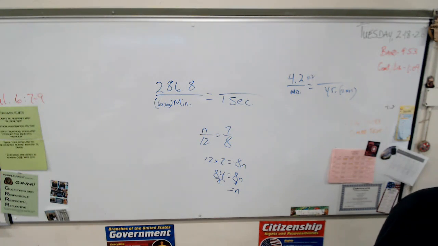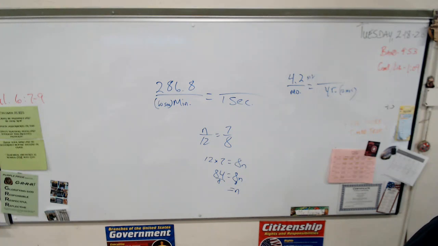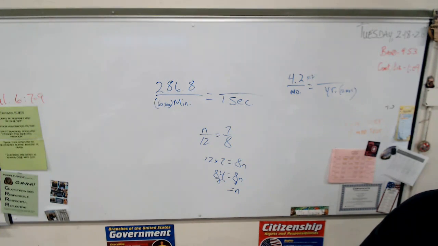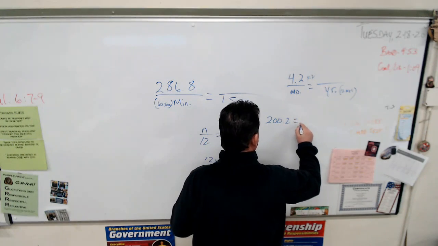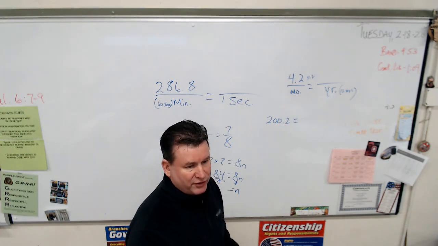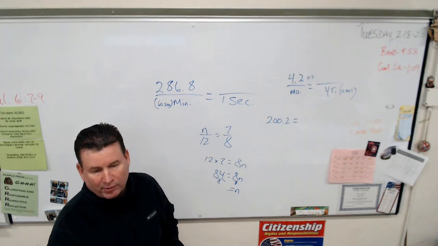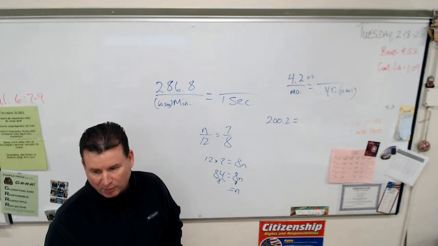Number 15. 200.2 is 65% of what number? Here's the way I suggest you do it. Write it as it's translated. 200.2 is 65% of something. Of means times. How do I write 65% as a decimal?